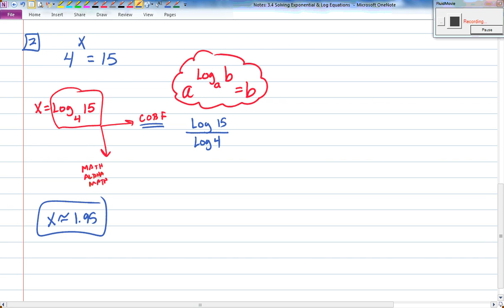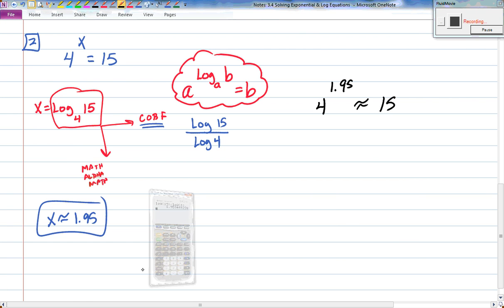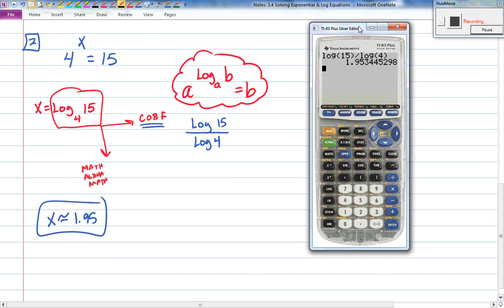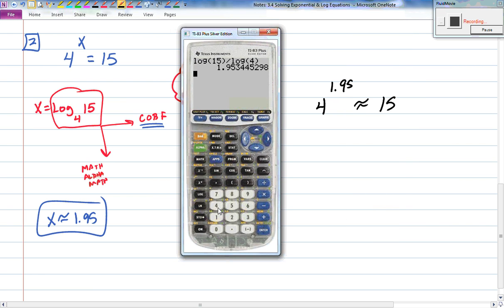4 to the 1.95 power would equal 15. Very good. If we check 4 to the 1.95 power, we should get approximately 15. And when you do check your answer, 4 to the 1.95, you get approximately 15. So if we round to 2 decimal places, we'll be good.